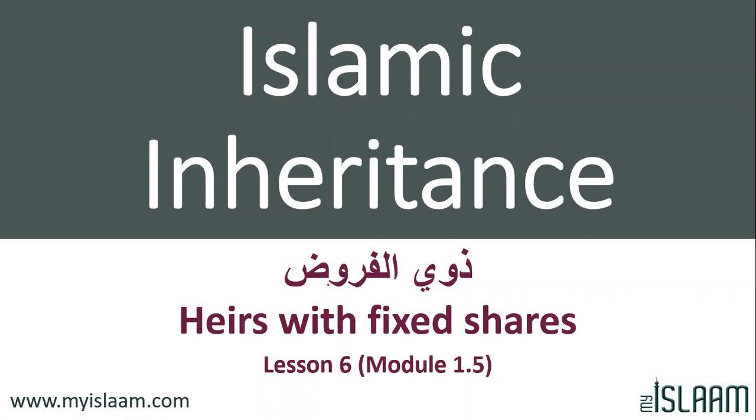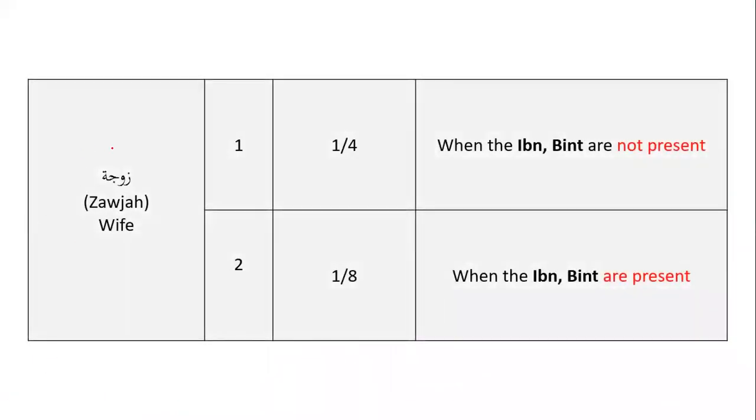We're currently discussing the heirs with fixed shares, the الفروض or أصحاب الفروض. So in the last lesson, we went over the زوج, and inshallah you've completed the after lesson questions. Today inshallah we'll be going over the زوجة, the wife. And very similar to the Zawj, the Zawjah has only two conditions.